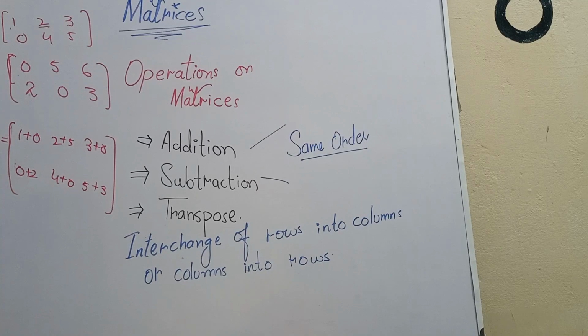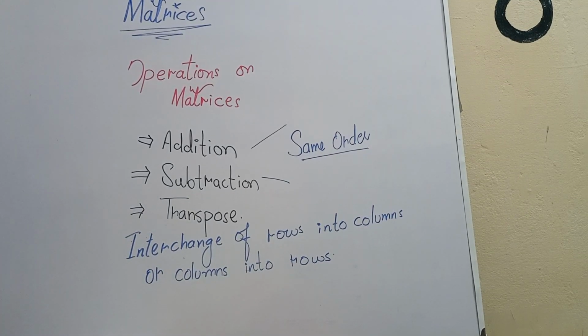And in the next step we are going to add them. So the A plus B matrix: 1 plus 0 is 1, 2 plus 5 is 7, 3 plus 6 is 9, 0 plus 2 is 2, 4 plus 0 is 4, 5 plus 3 is 8. So here is the result for the addition of two matrices. Let's move toward the subtraction.